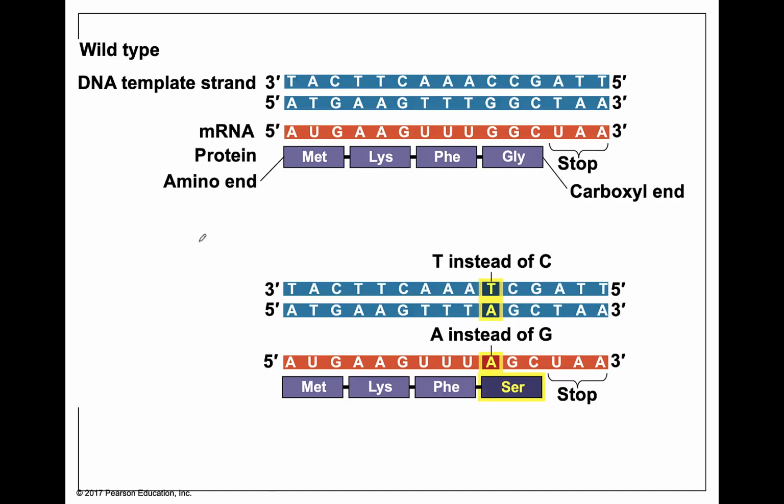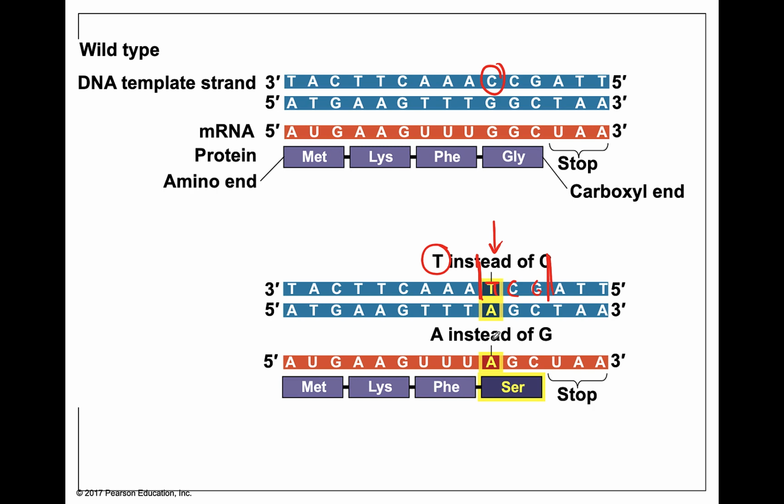So here we can see a mutation. We were supposed to have a C here, and instead we got a T. So this now says TCG instead of CCG. And so we can see here's my codon. That's going to be the first spot in the codon, so that's probably going to change the amino acid.